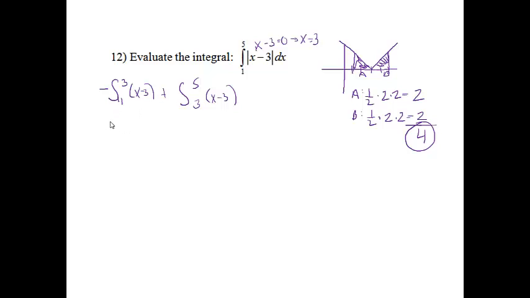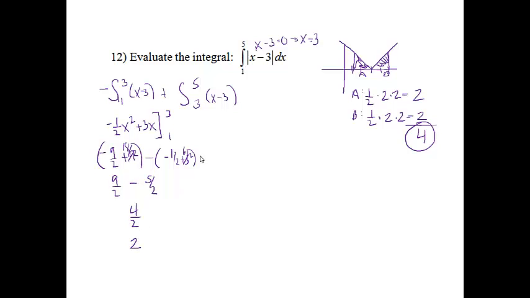Now if I take the integral of this, I'm going to get 1/2 x squared minus 3x, but this negative is going to make this negative and this positive, and then I'll evaluate it at 3 and 1. If I plug in 3, I'll get negative 9/2 plus 9, and then minus negative 1/2 plus 3. So that gives me 9 minus 9 halves, which is 18 halves minus 9 halves, that's 9 halves, minus negative 1/2 plus 6 halves, which is 5 halves. 9 halves minus 5 halves is 4 halves, which is 2. So that part of the problem is 2.